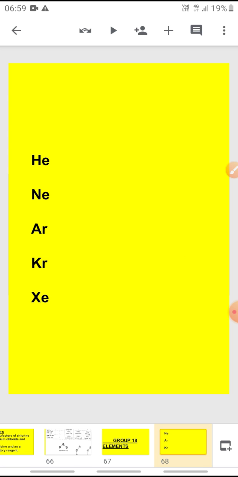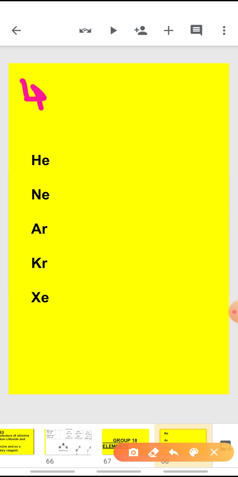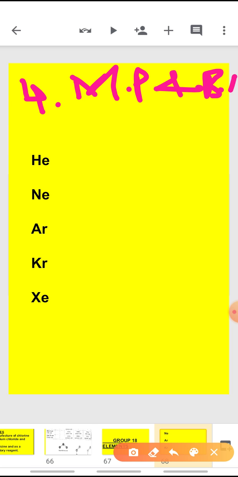Next thing is they have very low melting and boiling points. That means the MP and BP, the boiling point and melting point, are very low. Why are the boiling and melting points very low? Because there is no interaction between the atoms. As interaction is not there, molecules are already apart, so their boiling and melting points are also very low.